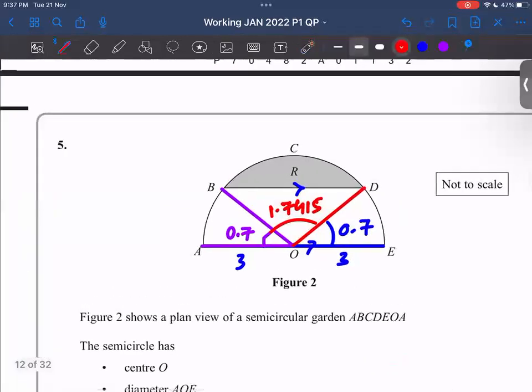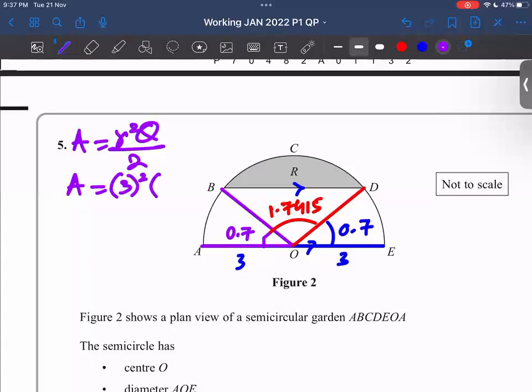What is the area of the sector? I'm doing it right now here. The area is going to be r square theta by 2. What is r? r is 3. What is theta? It is 1.7415, upon 2. We're going to use the calculator and we're going to get the area.